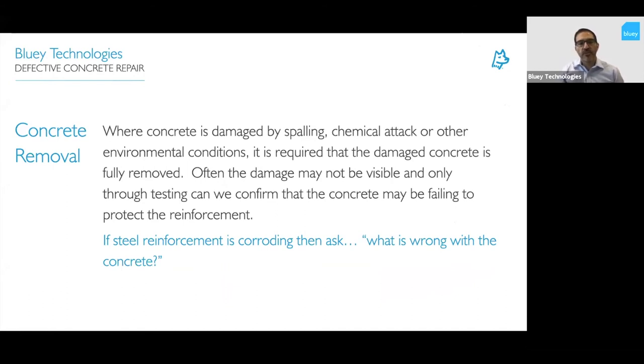So if it has lost alkalinity or if there are chlorides that have migrated into the concrete, you're not going to see that just by looking at the concrete. There are tests that are needed to be done. So just make a comment there. If steel reinforcement is corroding, rather than looking at the steel and saying, what's wrong with the steel, we should always be saying, what's wrong with the concrete? And why isn't it protecting that steel?